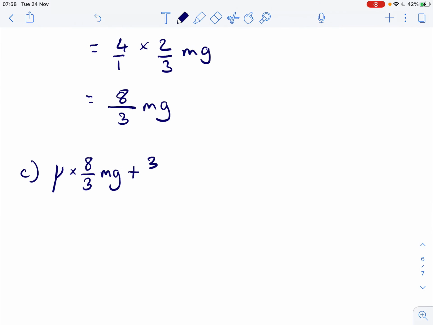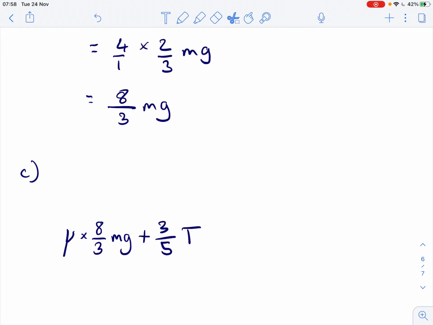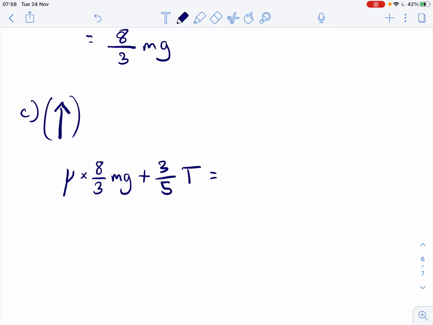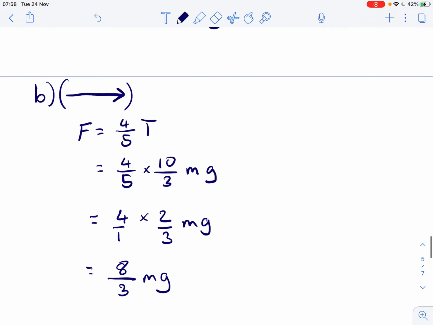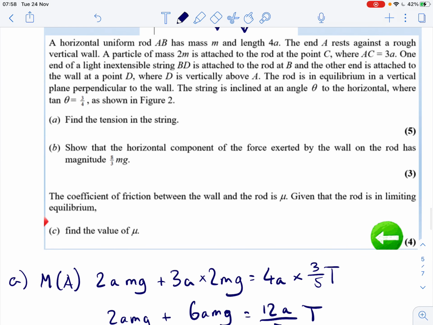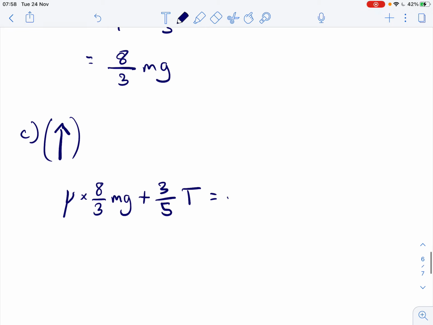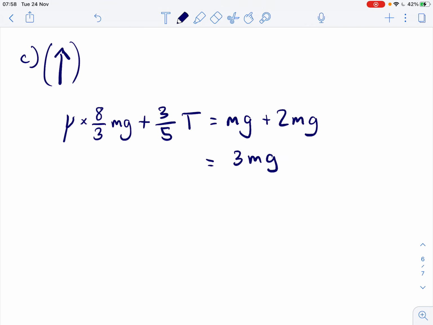So plus 3/5 T. Oh, actually, I haven't labelled what I'm doing here, so before I get into this, I should let the examiner know that I'm looking at forces going vertically. And as it's in limiting equilibrium, friction will be at its maximum, so we would use the value of mu perfectly. Our forces going down are going to be mg and 2 mg, so I'd write mg plus 2 mg, which is 3 mg.